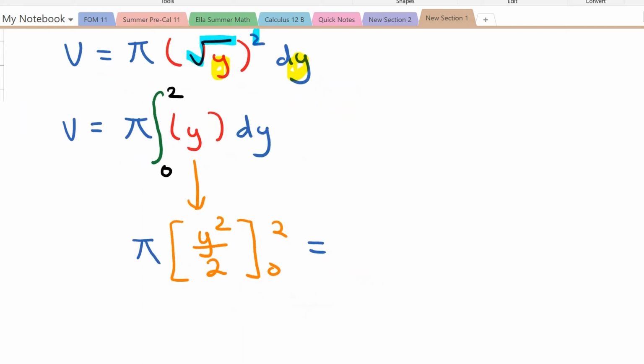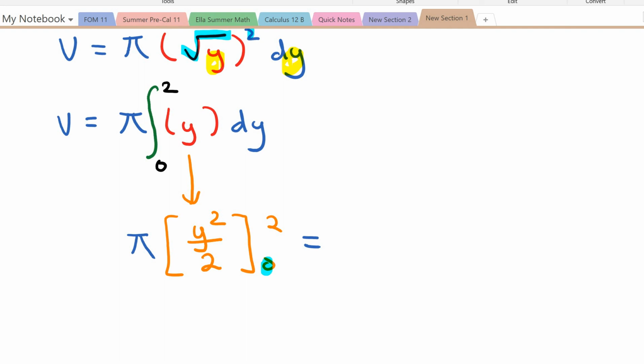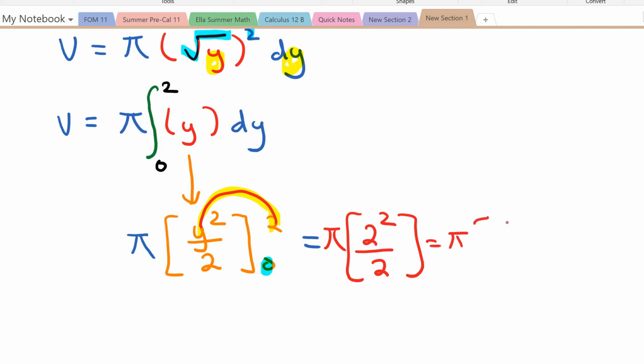This one's really nice to evaluate because the lower bound here is going to be 0. So we just need to concentrate on the upper bound. That will be 2 to the power of 2 divided by 2, and a pi will be in front. So 2 to the power 2 is going to be 4. So 4 over 2, and my final answer is going to be 2 pi. So that one worked out pretty nicely for a final answer, and the overall procedure wasn't too bad. Okay, let's do one more problem here, and then we can finish this video on the disk method.